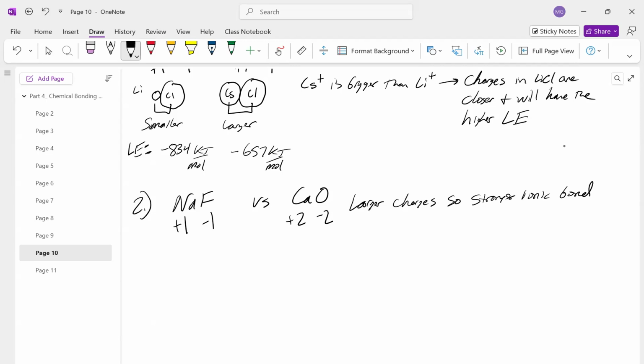I don't need to worry about size. And let me show you why you always start with comparing charges first. The lattice energy for sodium fluoride is negative 910 kilojoules per mole. For calcium oxide, that's about negative 3,400 kilojoules per mole.